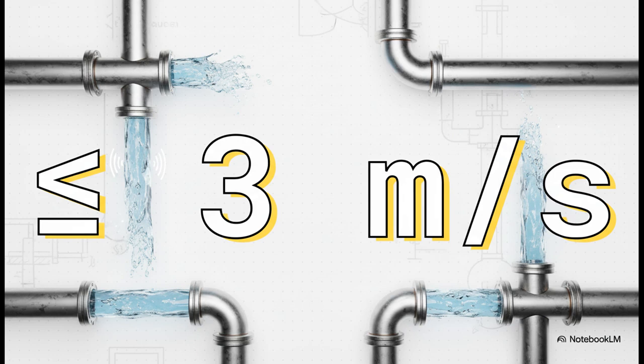The velocity of the water inside your pipes cannot, I repeat, cannot exceed 3 meters per second. If it goes any faster, you get that awful whistling sound in the walls, and over time, it can literally erode the pipes from the inside out. This number is our absolute hard limit.